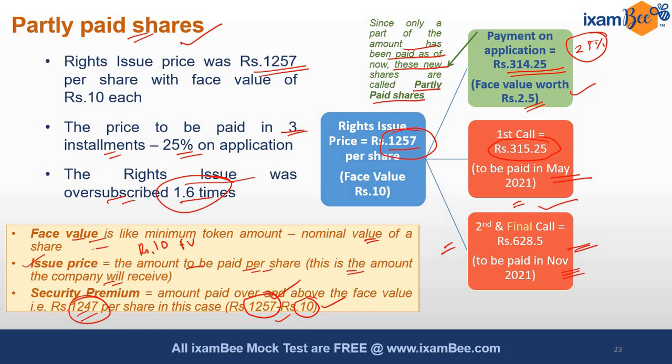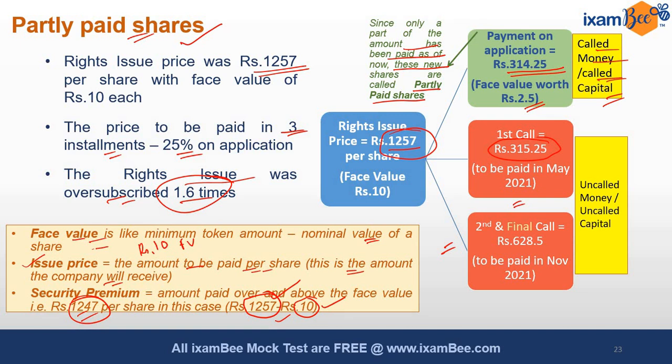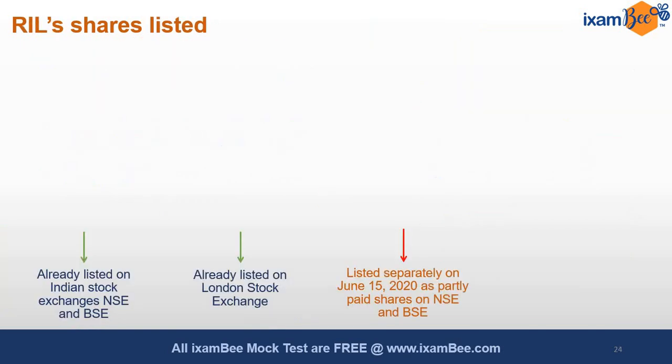Are you understanding what the advantage is for the investor here? And this advantage is only given to the existing shareholders. They only have the right to buy this partly paid share because now they are paying only 314 rupees, only 25%. This amount is called called money or called capital because this money has already been called by RIL. It has actually been paid also. And these two are called uncalled money or uncalled capital because the company will call in May 21, and the remaining 50% in November 21. Understand these terminologies very well.